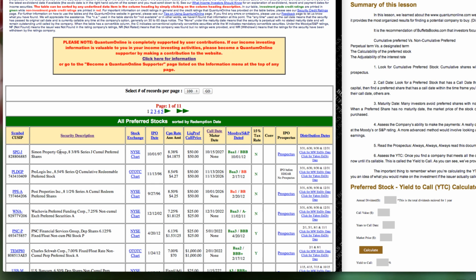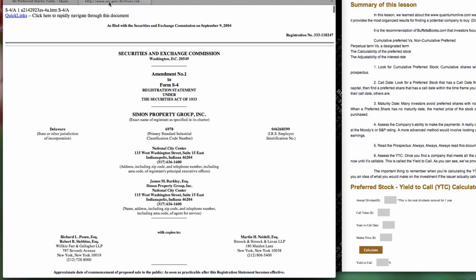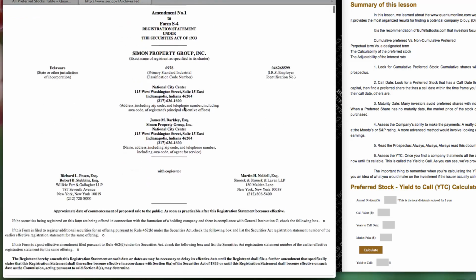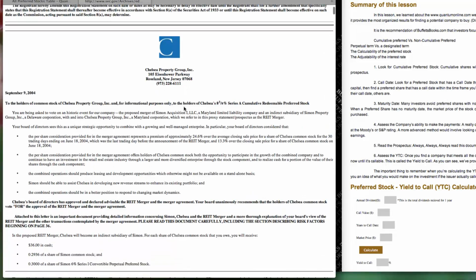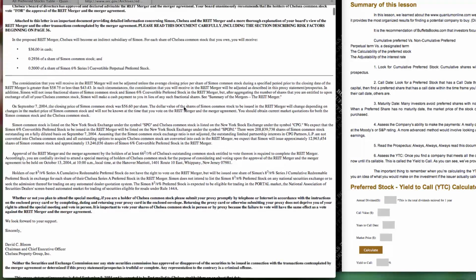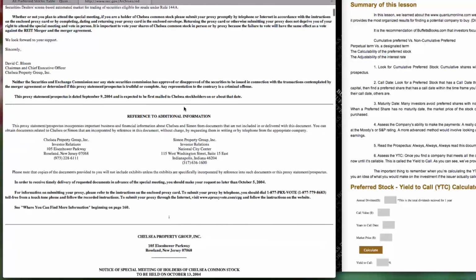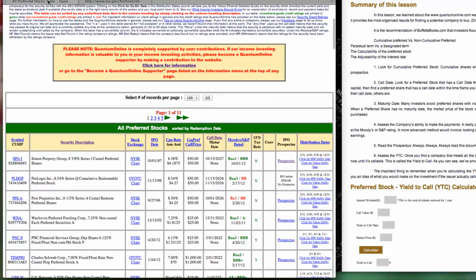And if you really want to dig deep, let's say that you wanted to take a closer look at this Simon Property Group. You can pull up this prospectus. Okay, let's go ahead and click on that. I opened it up in another window, and here's all the details that you would need to know about that preferred share. If you were going to buy this preferred stock, this gives you all the information and all the details that you need to know, right at the tip of your finger by just clicking on that prospectus.